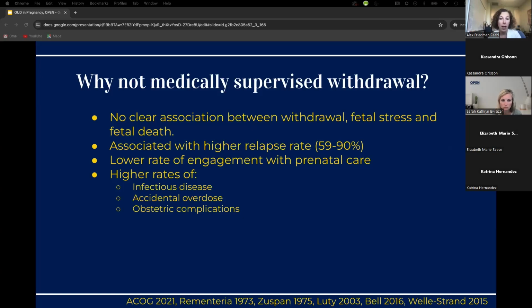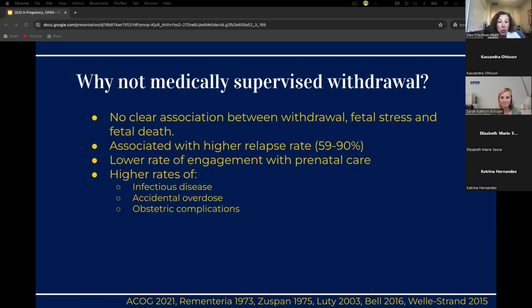fetal death. However, these findings come from two case reports from the 1970s, including one case report that included serial amniocentesis to measure catecholamines. You know what causes fetal stress? Sticking a needle through the abdomen multiple times in the pregnancy. Recent data has actually not confirmed this association.